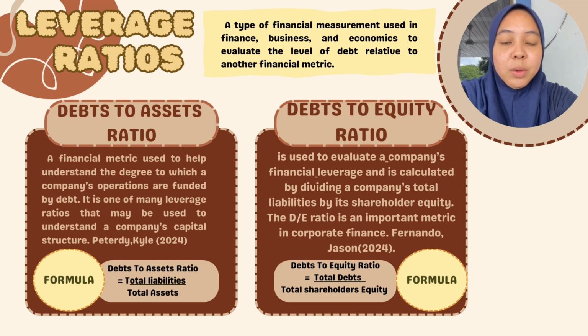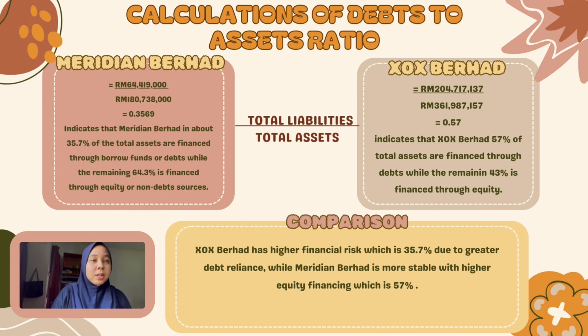It's used to evaluate a company's financial leverage and is calculated by dividing a company's total liabilities by its shareholder equity. The debt to equity ratio is an important metric in corporate finance. Next is calculation of debt to assets ratio.